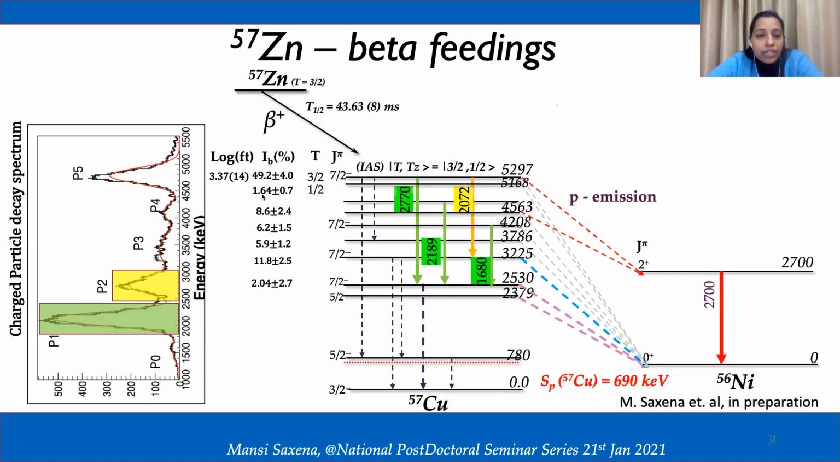So the beta feeding to the isobaric analog state was determined to be around 49%, and the corresponding log ft value was 3.37, meaning essentially it's a super-allowed transition. The rest of the beta feedings are mentioned here for the rest of the energy states.